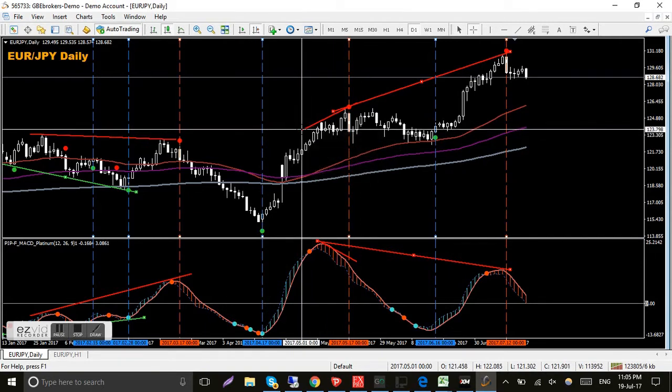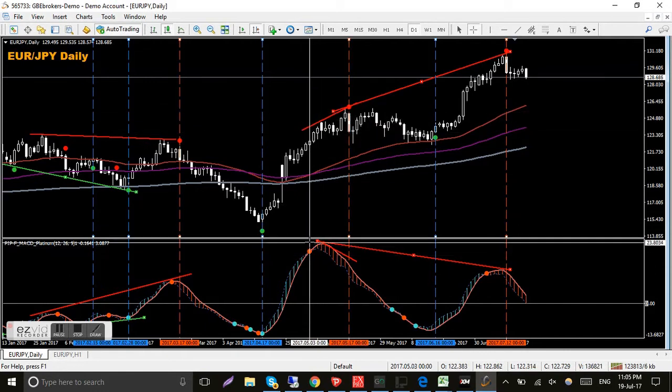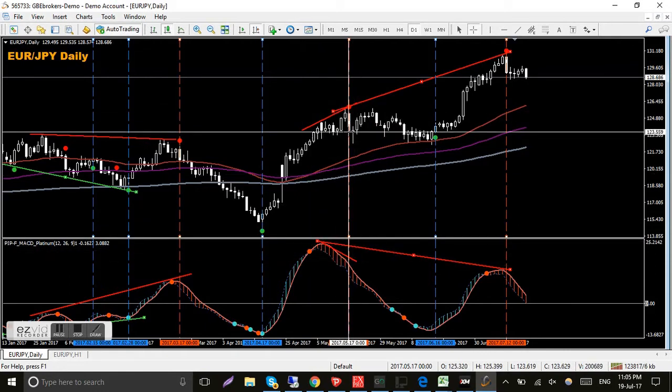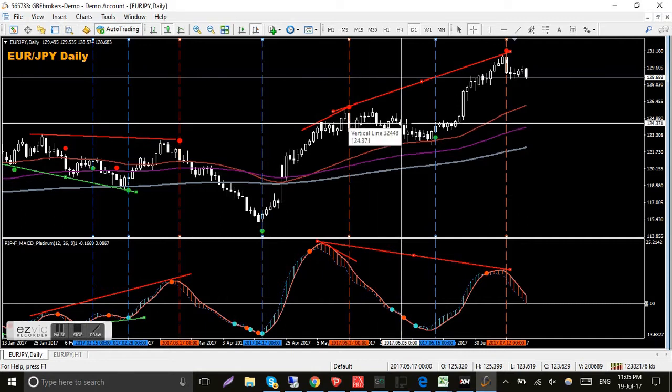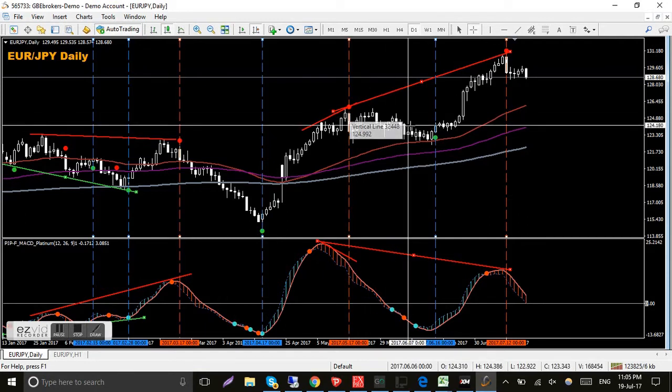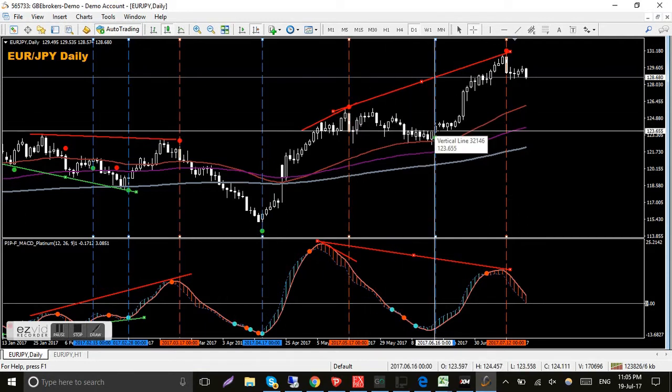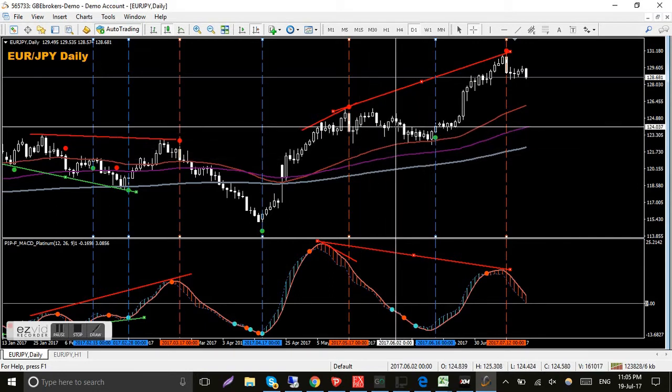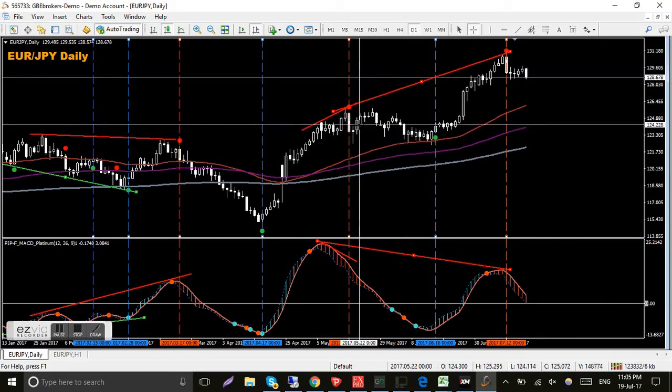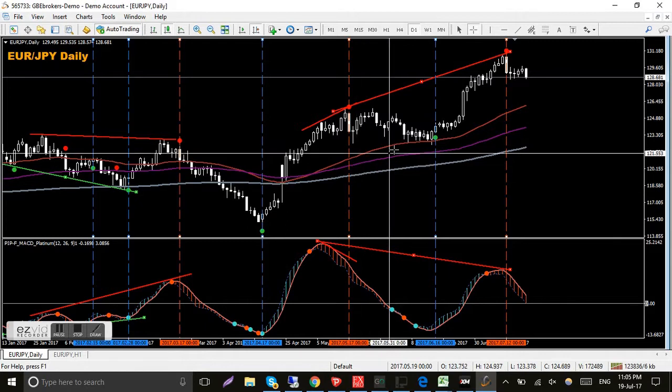There's a bit of divergence here. See the divergence? I've just drawn that line there, that line there. So we're going to take sell trades from this red vertical line to this blue vertical line. So it's a bit up and down on the daily chart, a little bit flat, but we're just basing it on the divergence. We're against the trend. So let's have a look here.